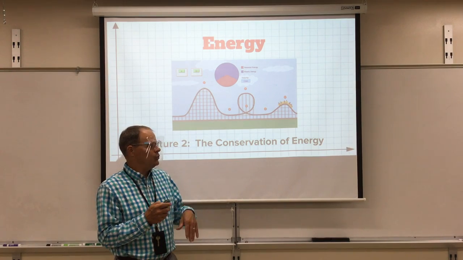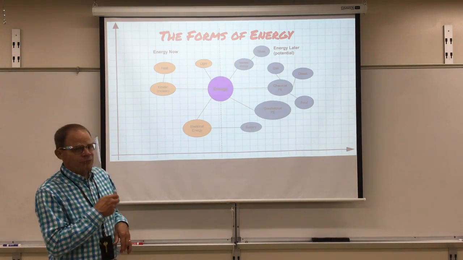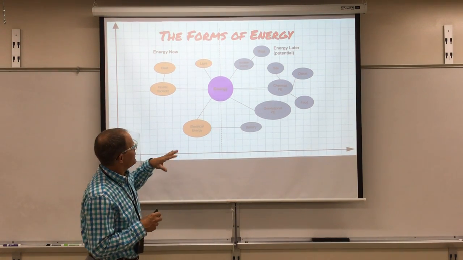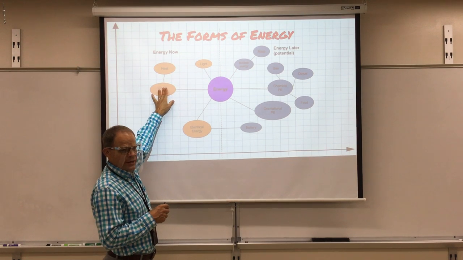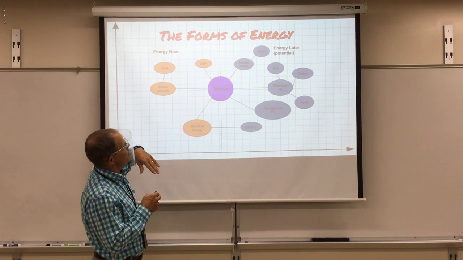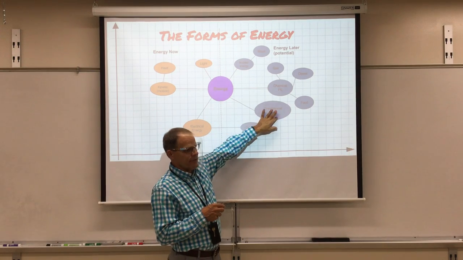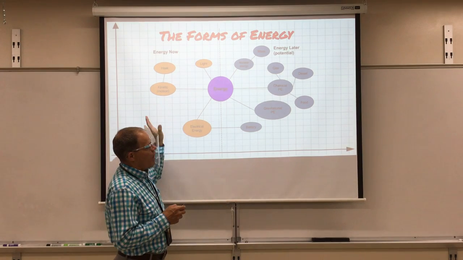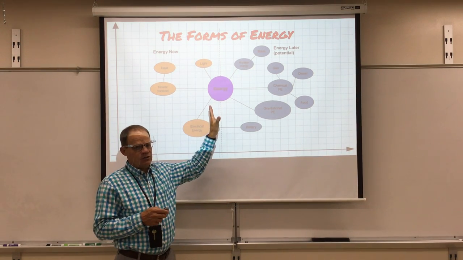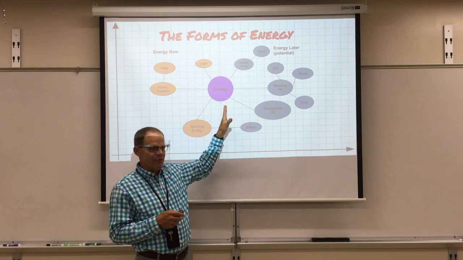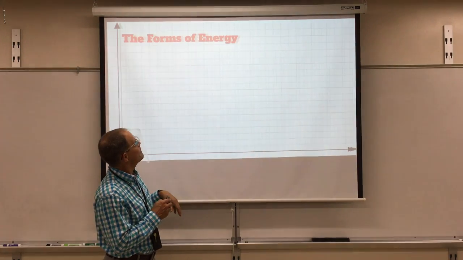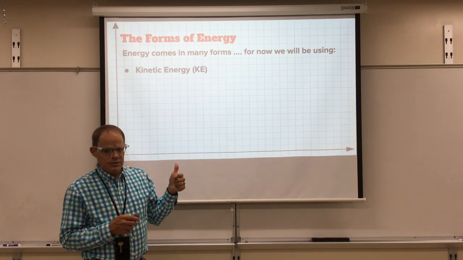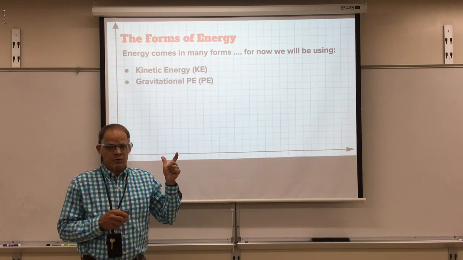So this isn't really anything new. We talked about all the forms of energy, right? Energy takes all these different forms. We've figured out how to calculate kinetic energy, 1/2 mv², and the potential energy due to gravity, which we calculated as m times g times h. There are all kinds of other forms, and we're not going to do too much with those yet, although we will add those in over the course of the year. Right now, we're just going to use kinetic energy and potential energy due to gravity.